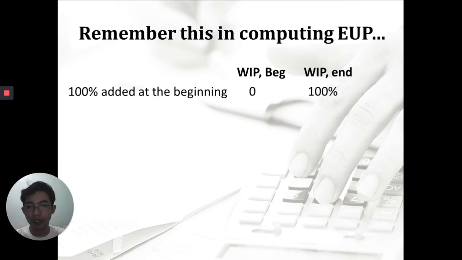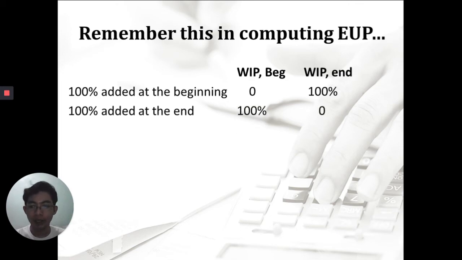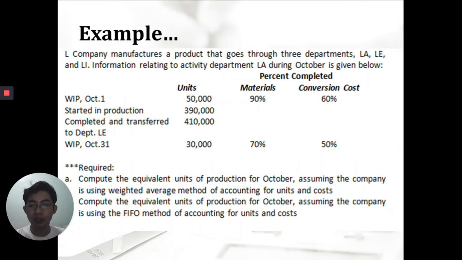Remember, in computing your EUP, if it is stated in the problem that your materials is 100% added at the beginning, the WIP beginning is 0, while the WIP ending is 100%. On the other hand, if the problem says your materials is 100% added at the end, your WIP beginning is 100% and your WIP ending is 0. In order for us to be clarified, let us have an example.